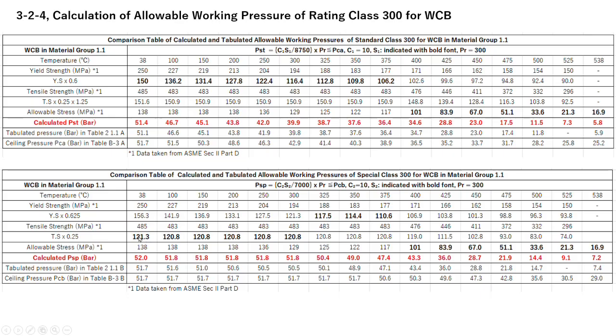So indicated with bold font. So 325 to 375. So that yield strength value is lower than tensile strength.